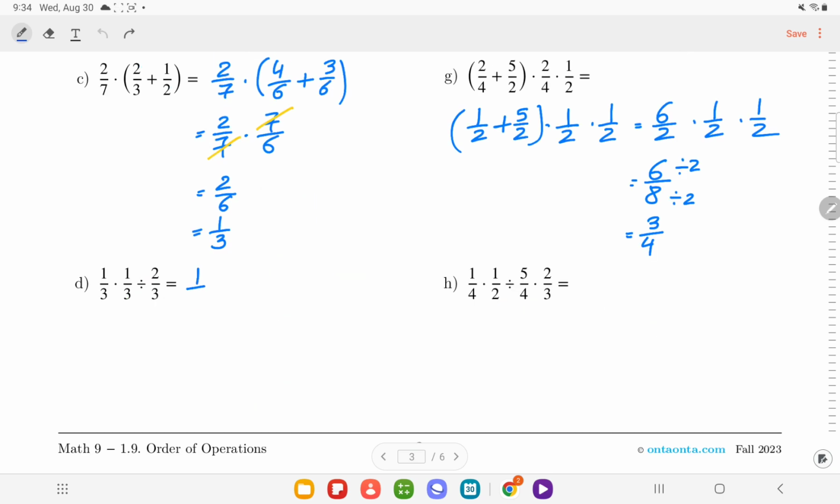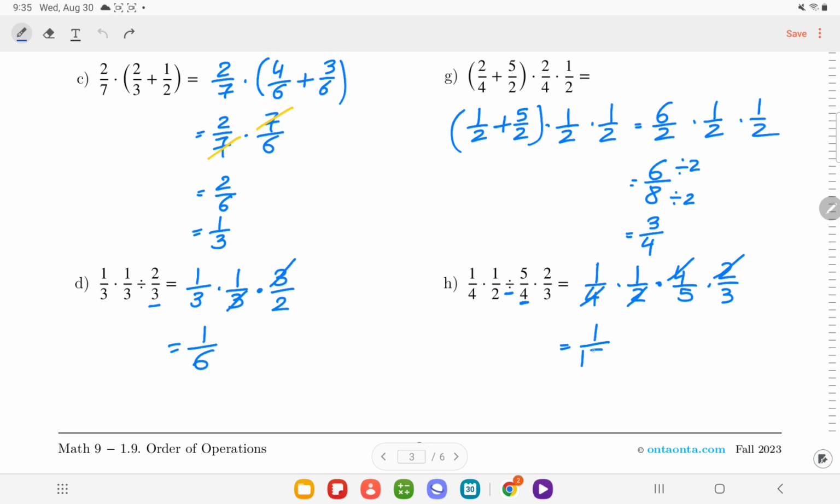In this example, let's again change division to multiplication and take reciprocal of the next fraction, so 3/2. We can reduce 3 divided by 3 is 1, and we'll get 1/6. Once again, we change division to multiplication. We take reciprocal of the fraction. We can reduce 4 divided by 4 is 1, 2 divided by 2 is 1. And we end up with 1 over 15.